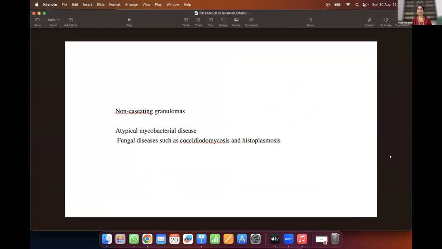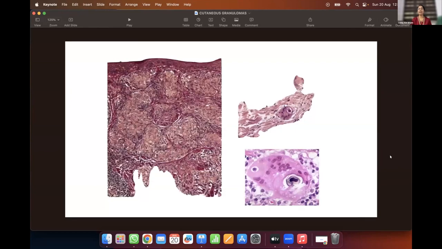You should remember that these sarcoidal granulomas are non-caseating granulomas. It can also be seen in atypical mycobacterial diseases, fungal diseases such as coccidioidomycosis and histoplasmosis. Another thing I wanted to add here is these asteroid bodies and Schaumann bodies can be seen in other conditions, as I told you. They include berylliosis, hypersensitivity pneumonitis, and other etiologies such as tuberculosis. It can also be seen in tuberculosis and Crohn's disease. So these are all the differentials that you should consider.